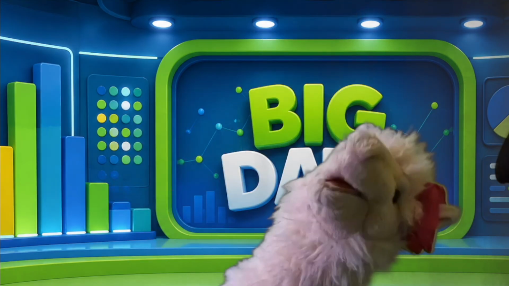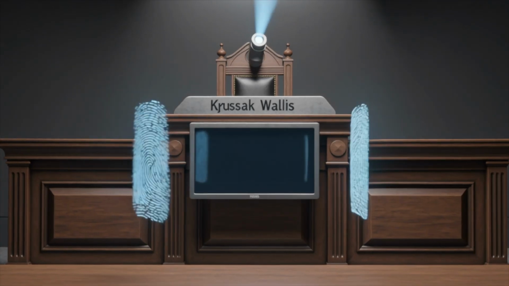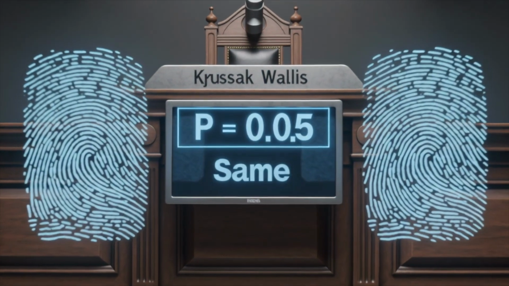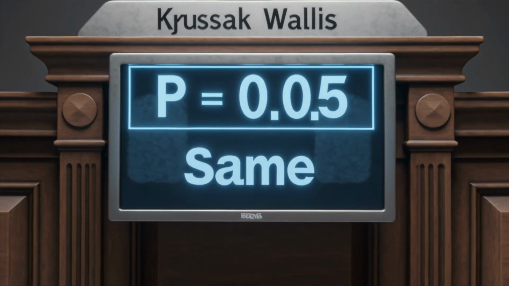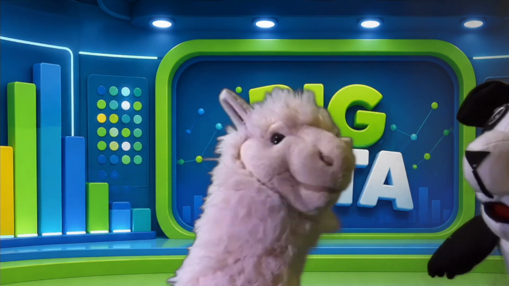Precisely. The test does not try to prove they are different. It tries to find enough evidence to reject the idea that they are the same. Like a trial, the defendant is innocent until evidence says otherwise. So the test is like a judge? The test is like a judge.